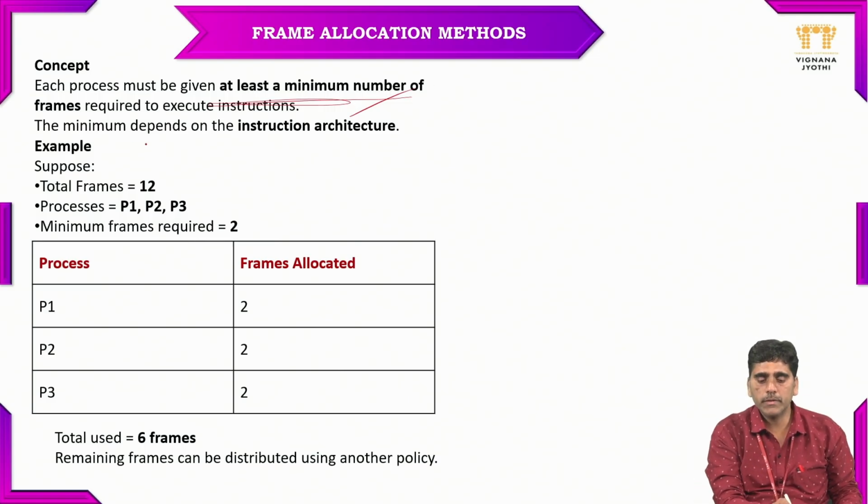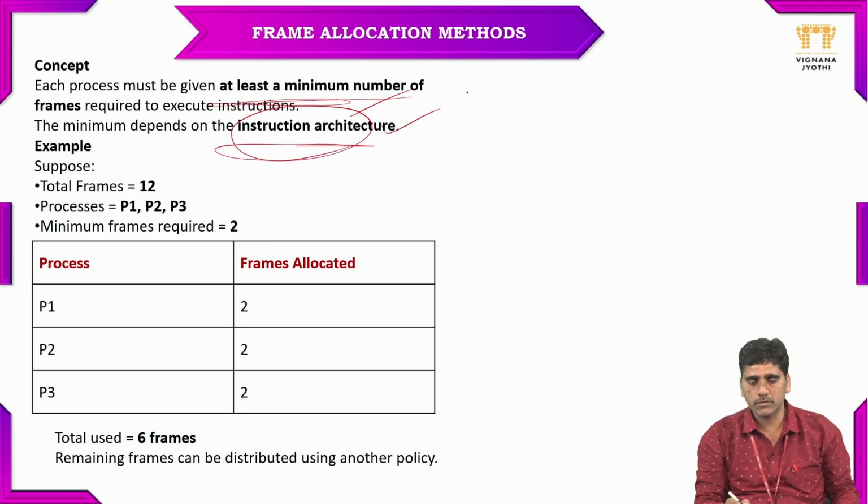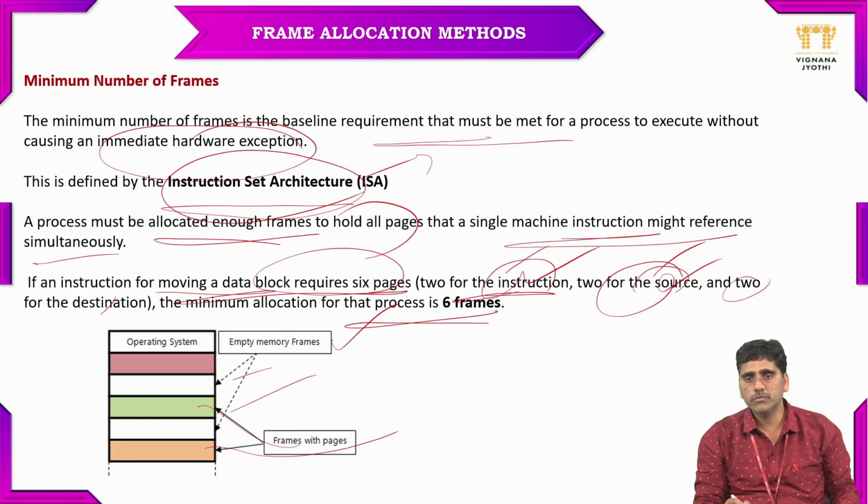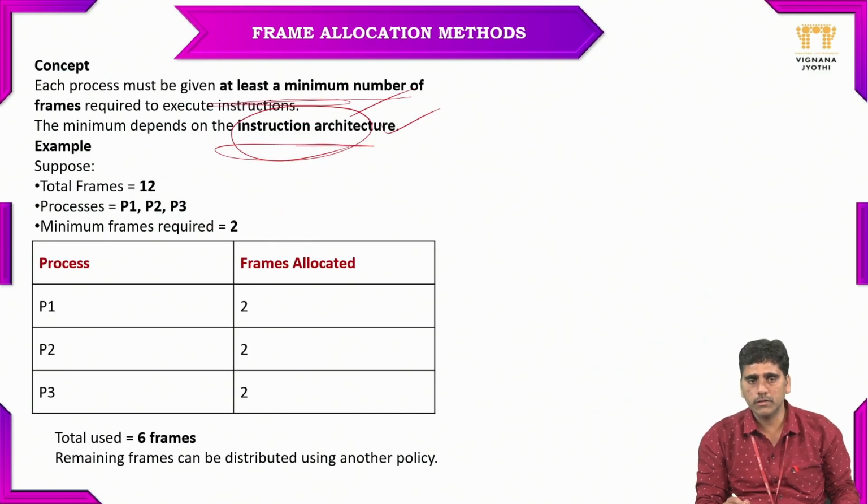The minimum depends on the instruction set architecture. That is what we discussed in the previous slide. Instruction set architecture: 2 for instruction, 2 for the source, 2 for the destination. So based on that instruction set architecture, we are deciding that one.